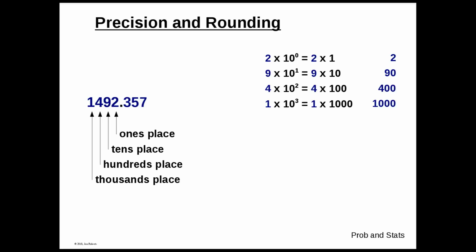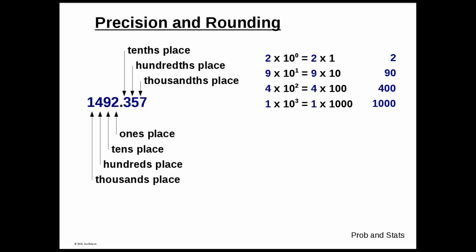Something similar happens after the decimal point. If this number had 0.357 added to it, the 3 in this number represents the tenths place, the 5 represents the hundredths place, and the 7 represents the thousandths place.